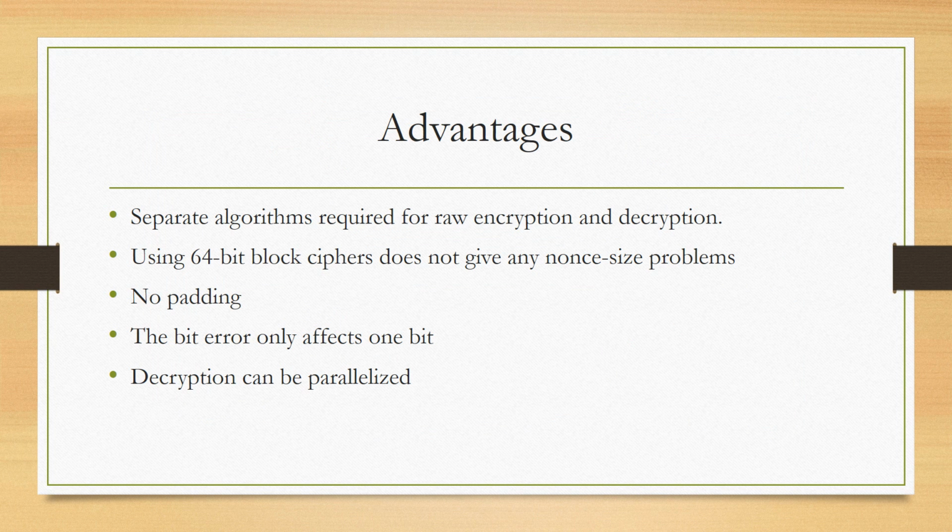Next, the advantages of CFB are: a separate algorithm is not required for encryption and decryption. Using 64-bit block ciphers does not give any size problems. No padding. A bit error only affects one bit. Decryption can be parallelized.